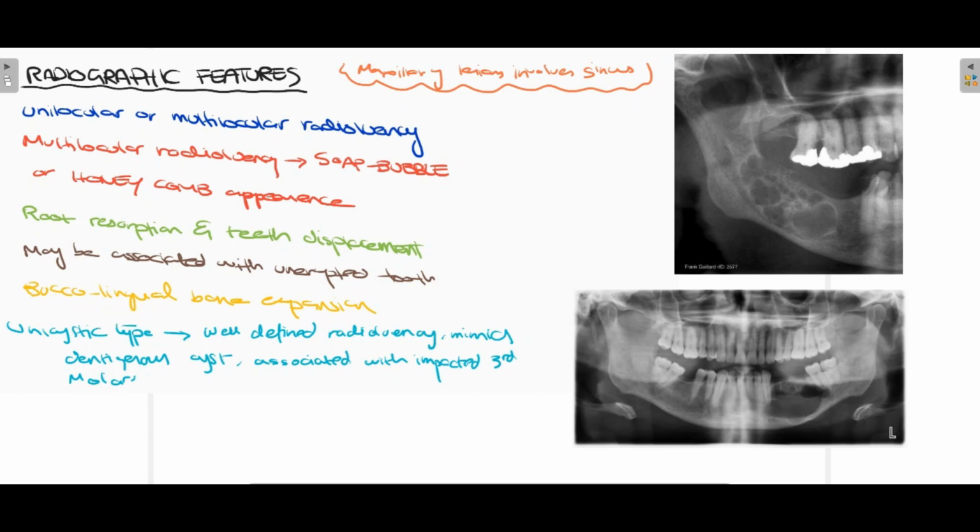Now, if we talk specifically about radiographical features of the unicystic type of ameloblastoma, the radiolucency is well defined. As you can see in this radiographical picture as well, the radiolucency is well defined, and it also mimics a dentigerous cyst, because radiographically we cannot differentiate between unicystic ameloblastoma and dentigerous cyst. We need a biopsy specimen for histological confirmation of our diagnosis, and it is also associated with impacted third molars.